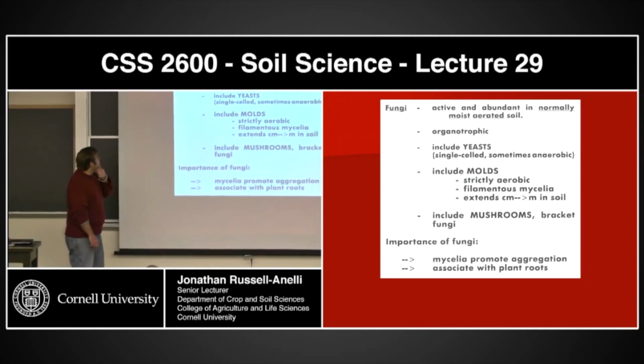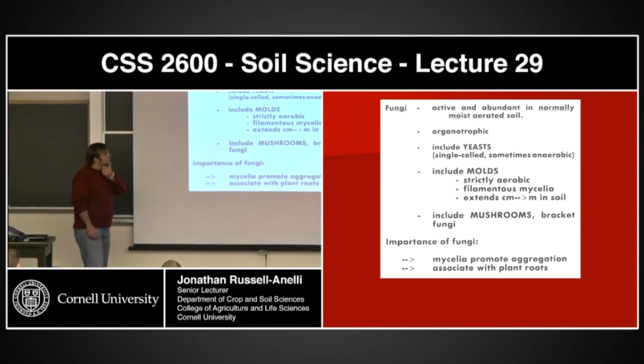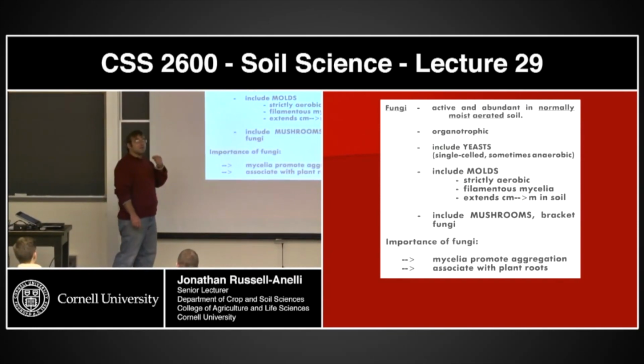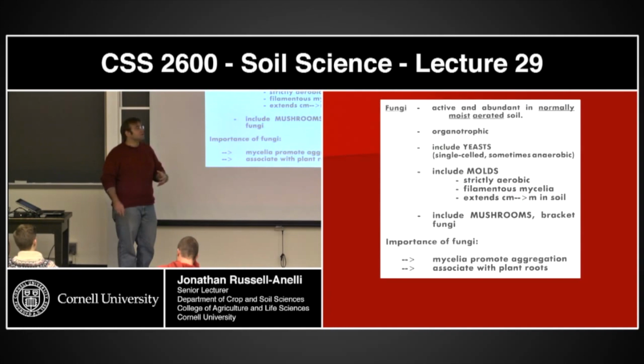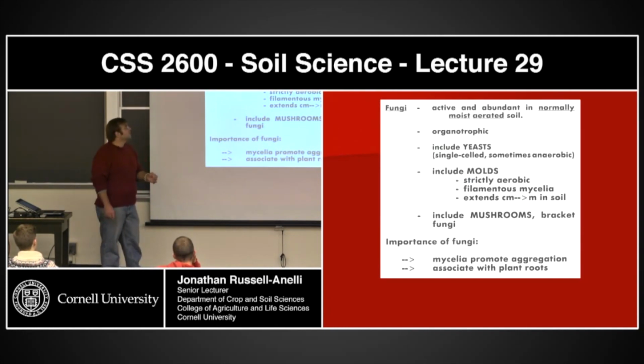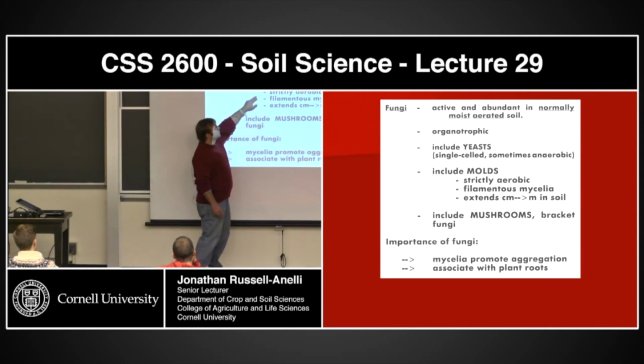Fungi is another large group of this. They're active and abundant in most soils. The soils normally have to be moist and aerated for these fungal populations to survive. They're organotrophic. Okay, they include the yeast population. So those of you that are interested in fermentation, pickling, and beer making and wine, this is that population. Okay, they include molds. So they're strictly aerobic.